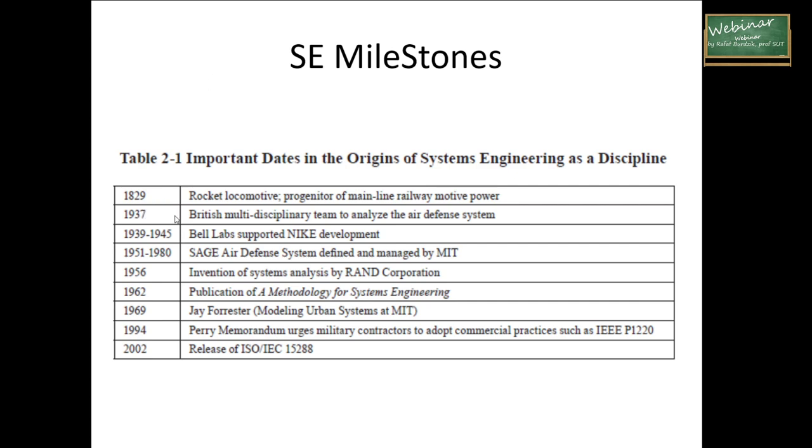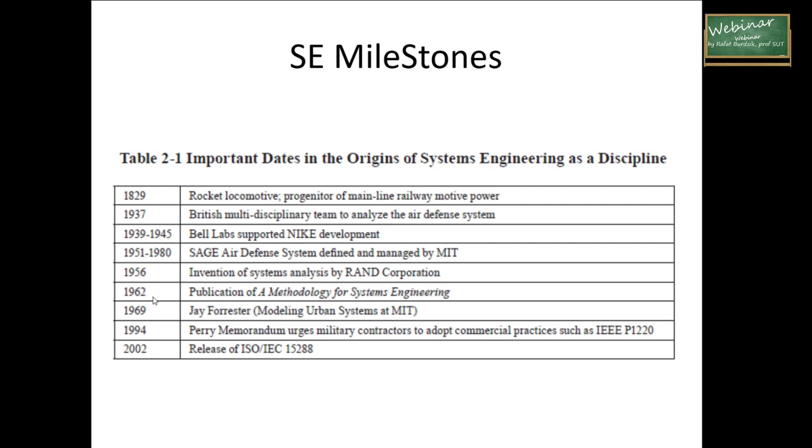The next important step was 1967, when a British multidisciplinary team was created to analyze the air defense system. So it was also an attempt at system engineering as a discipline. Yes. Next, during World War II, Bell Labs supported Nike development. The next step is 1951 to the 1980s, so almost 30 years, when the SAGE Air Defense System was defined and managed by MIT. Next is 1956, when systems analysis was developed by the RAND Corporation.